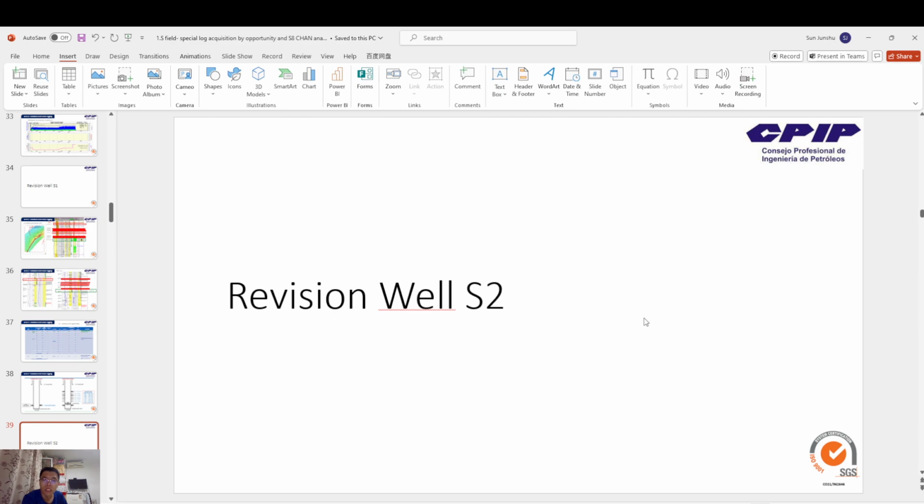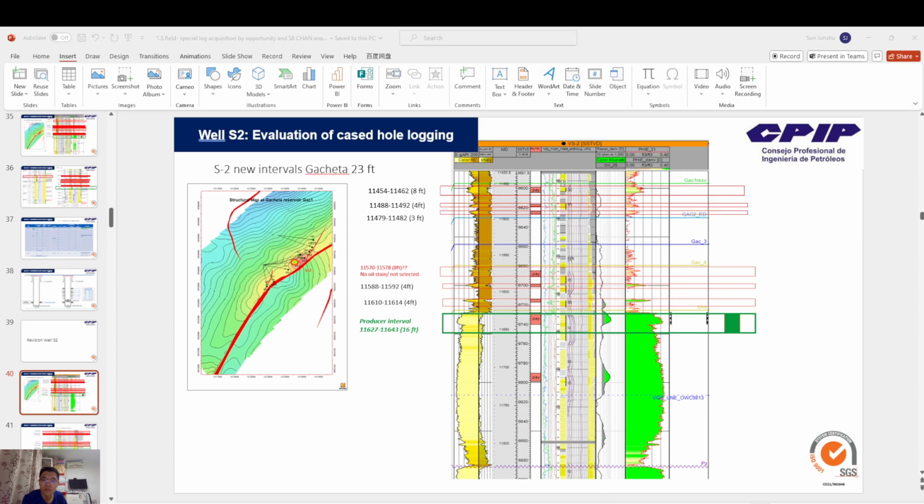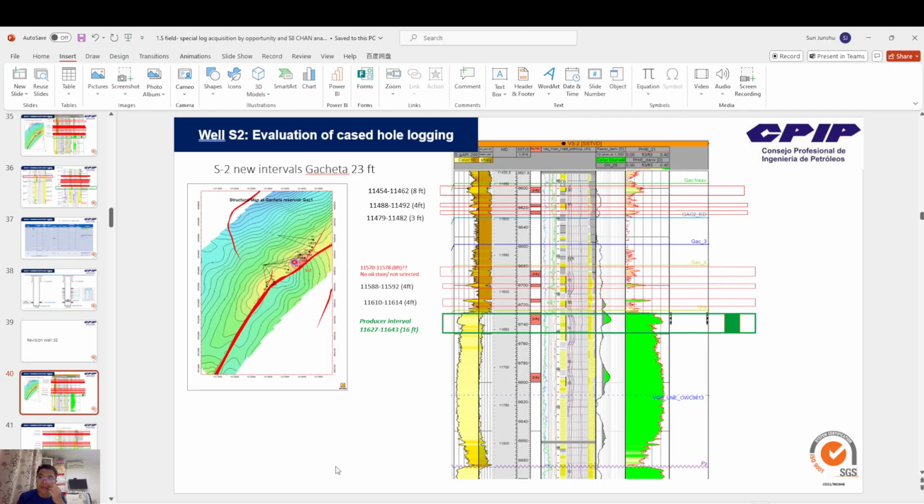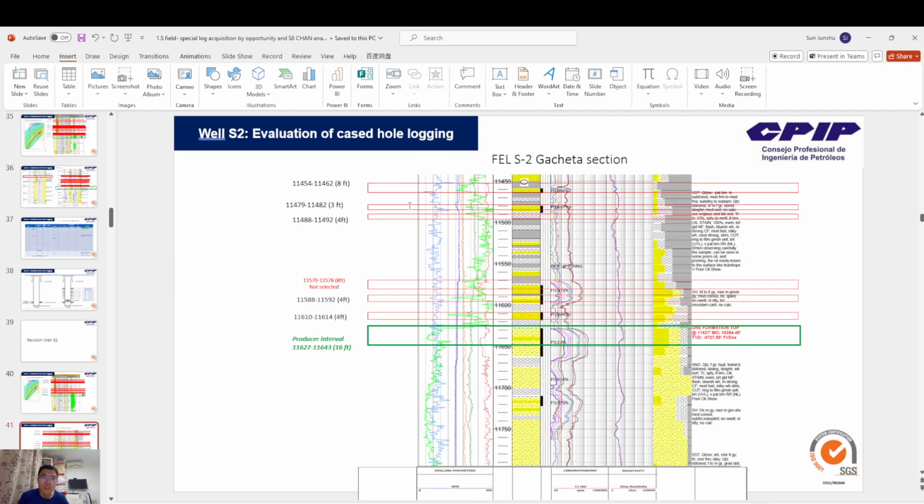Revision of well S2. Well S2 evaluation of a cased hole logging. The current producing 16 feet from Wuni, and here is the potential in the Gajita. So in the upper Gajita, we can see some oil and gas show.